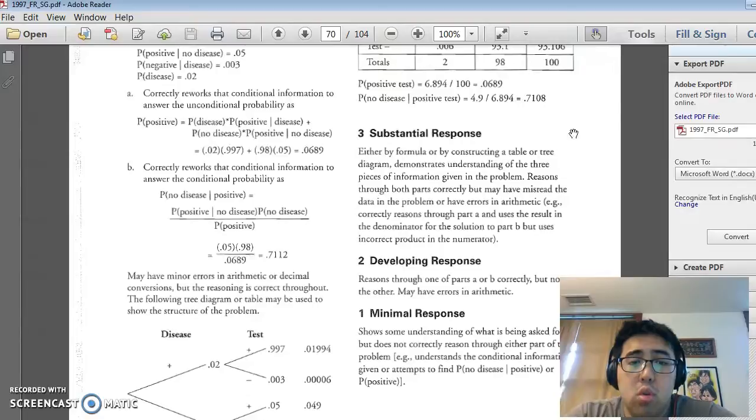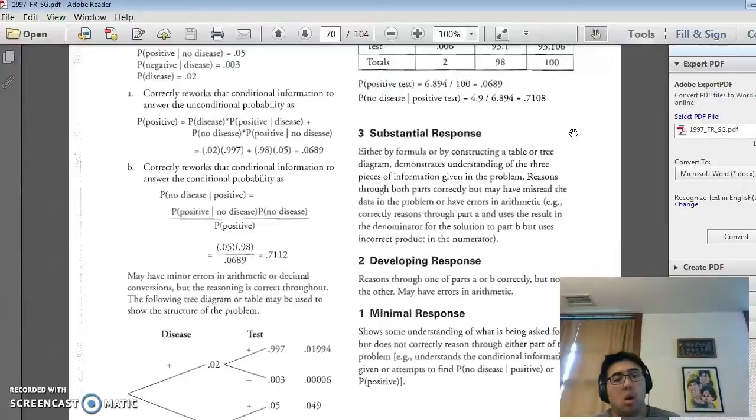And then a 2 would be A or B is correct, but the other one is not, and so you would get a 2. And then a 1 is showing some understanding. I think that's kind of vague, but I guess they give an example, understands the conditional information and attempts to find it, but is probably wrong.